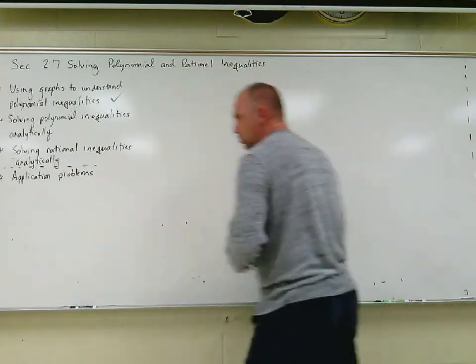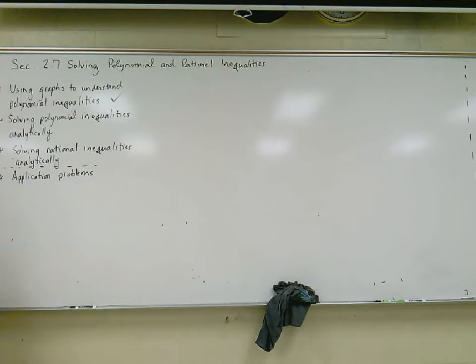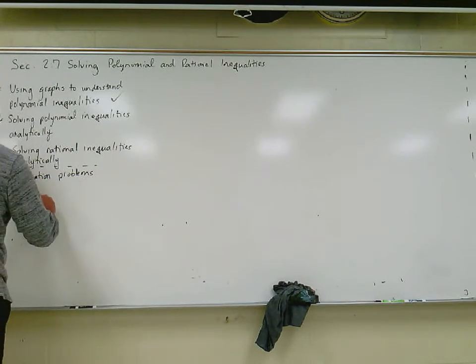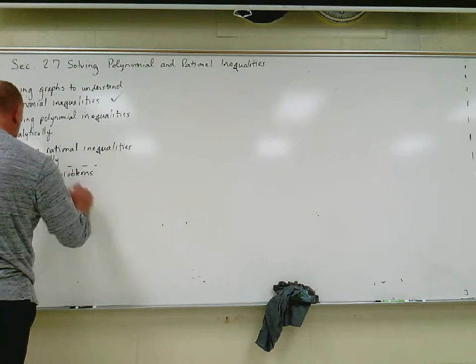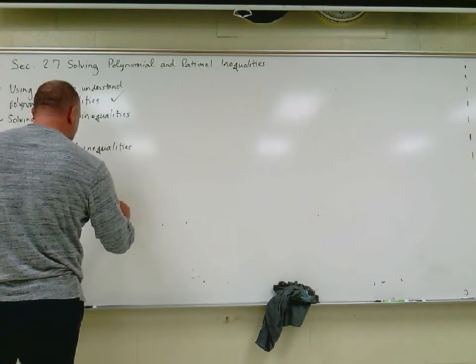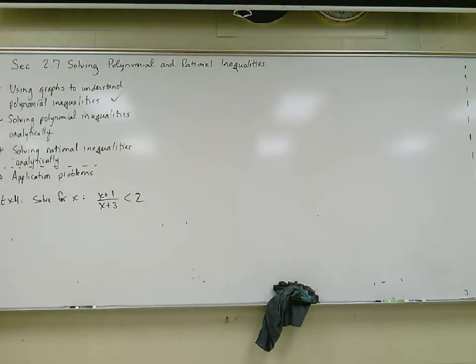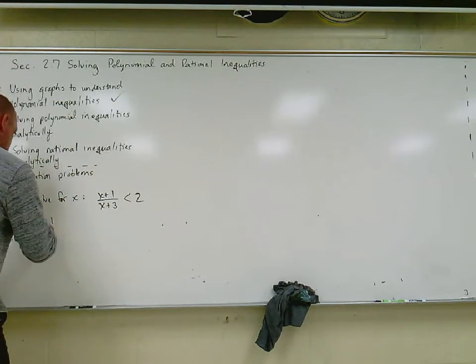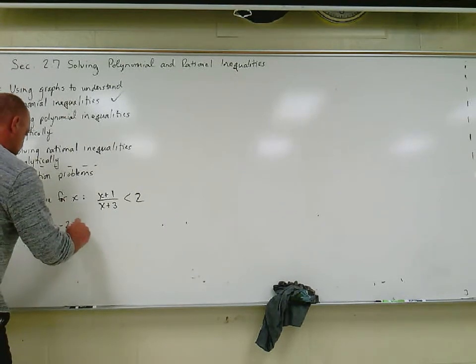Okay, so here's a typical problem. So example, I think we're on example 4. Again, solve for x. And let's just say we have x plus 1 over x plus 3. Where is that less than 2? Now, same idea. Okay, we don't want the 2 on the right-hand side. We want to have what on the right-hand side? 0. So the first thing I'm going to do here is just bring the 2 over. So I'll make it x plus 1 over x plus 3 minus 2 is less than 0.